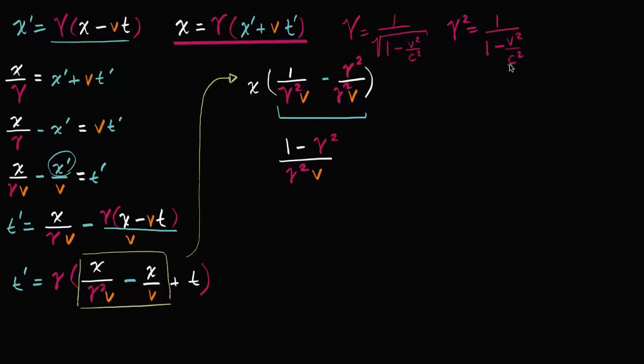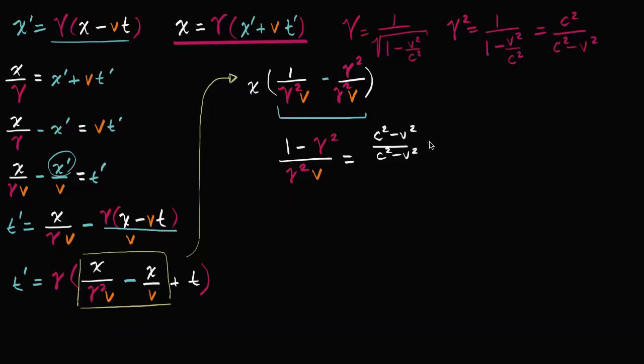And if I wanted to simplify it a little bit, I can multiply the numerator and the denominator by c squared. And so then that's going to be equal to c squared over, you multiply the denominator by c squared, you're going to get c squared minus v squared. So how does that help us? Well, this business, 1 we can write as c squared minus v squared over c squared minus v squared. I just did that so it has the same denominator as gamma squared.